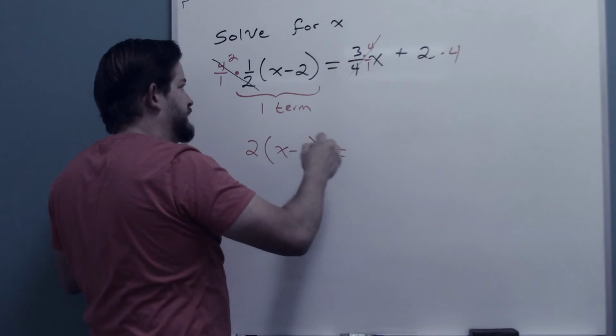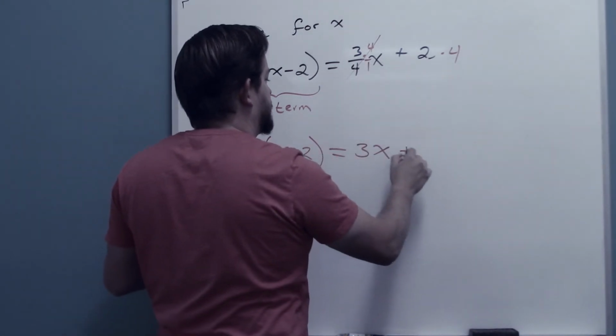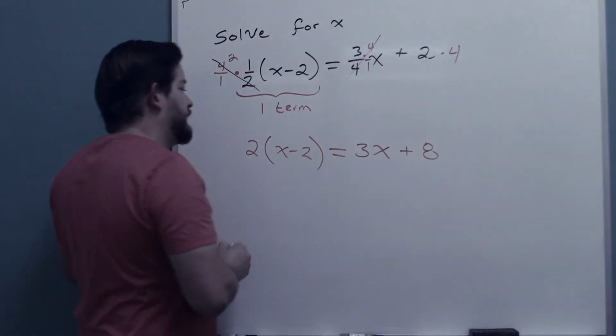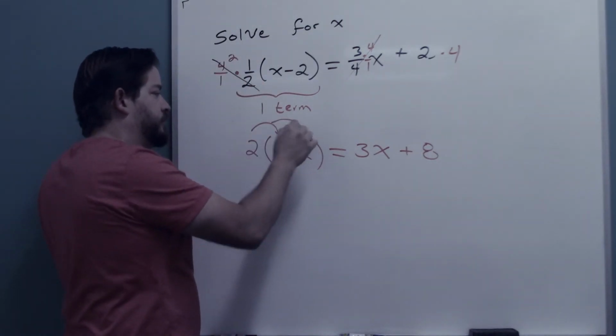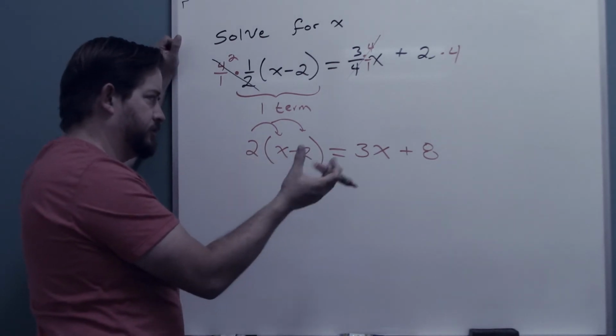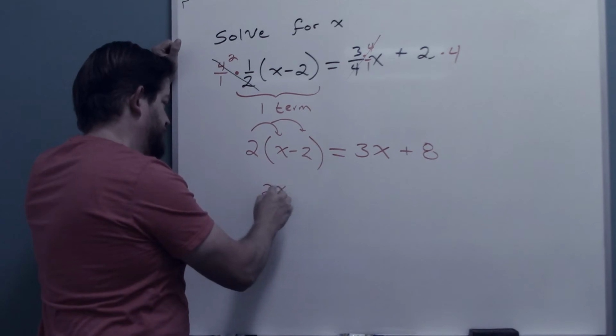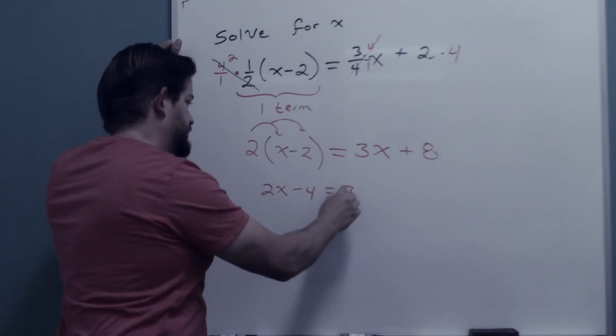The 4 cancels here, so I'm just left with 3x. And then plus 8. I can then distribute, right? Autopilot should start kicking in at this point. Distribute, combine like terms, get your x's to one side. This leaves me with 2x minus 4 equals 3x plus 8.